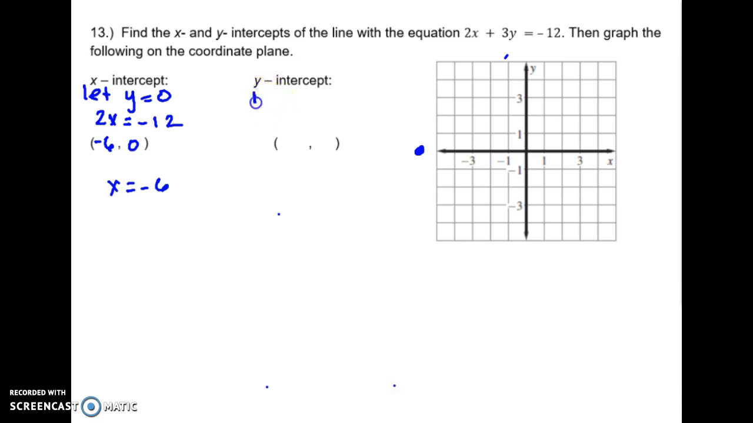For our y-intercept, we let our x be 0. When our x is 0 over here, we cover it up, and we end up with 3y is equal to negative 12. When we divide by 3, y is equal to negative 4. So it's 0, negative 4, and when we graph it, it would be right down here. Take the 2 points and connect them and make a line.